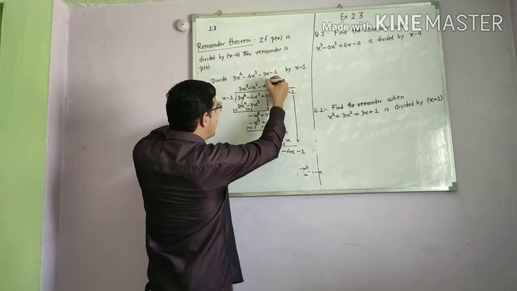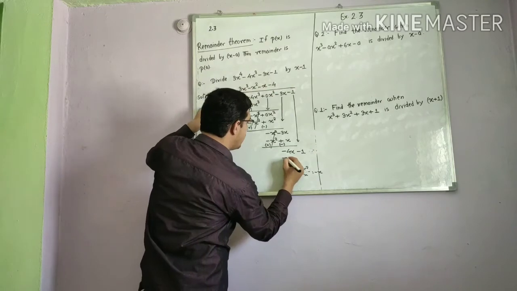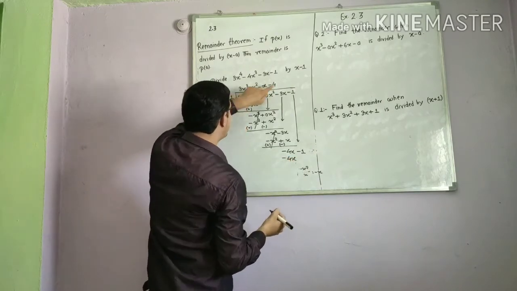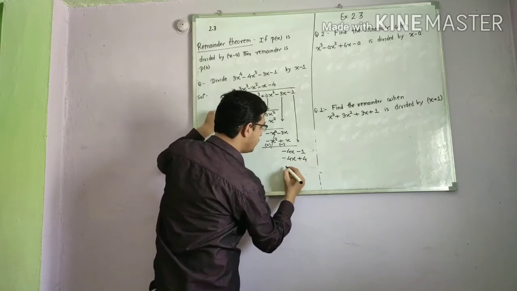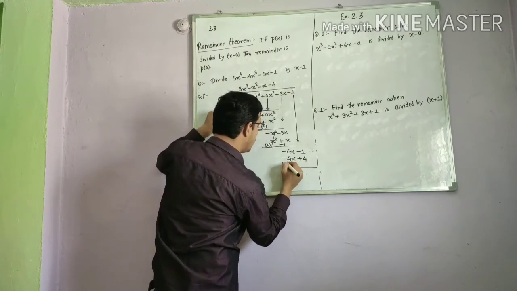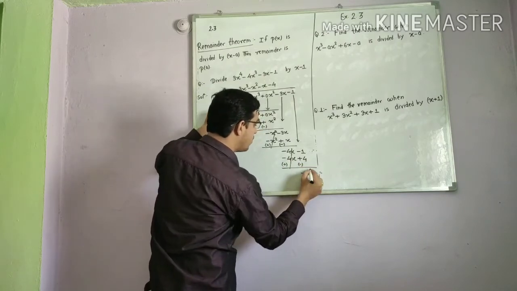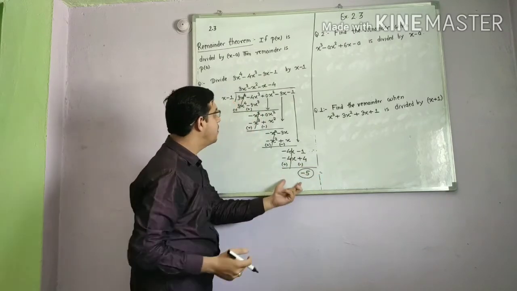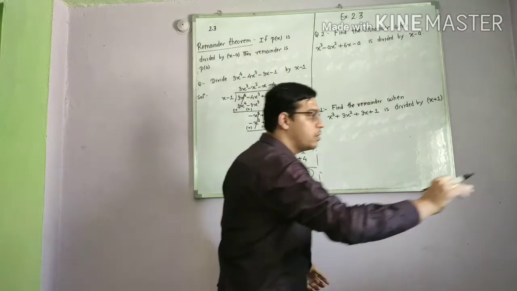So now this will be multiplied by minus 4. Minus 4 into x will be minus 4x and minus 4 and minus 1 will be plus 4. So this will be positive, this will be negative, cancelled, and this is minus 5. Remember, the remainder is minus 5.